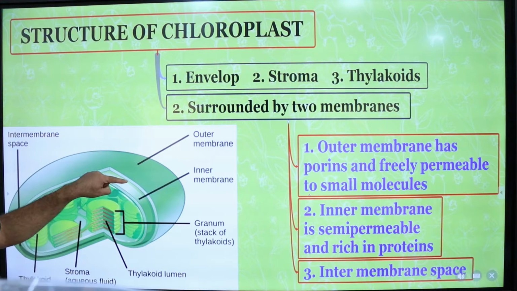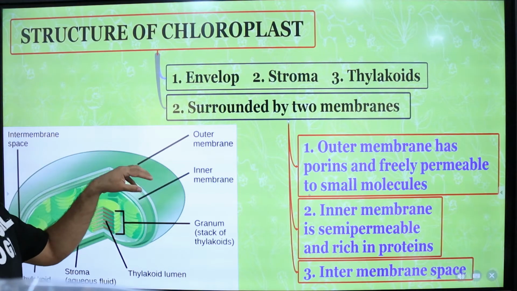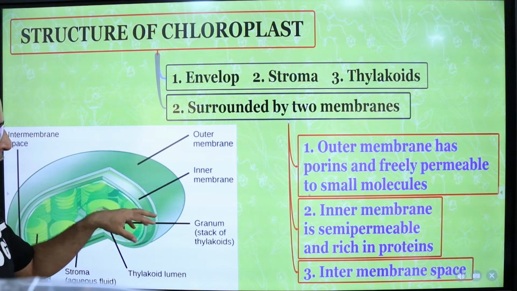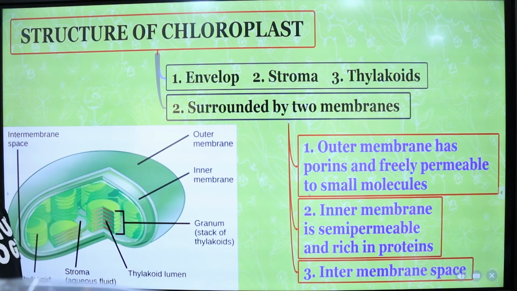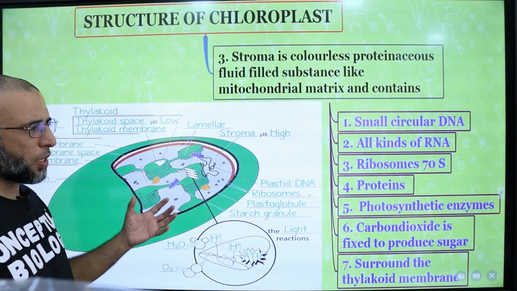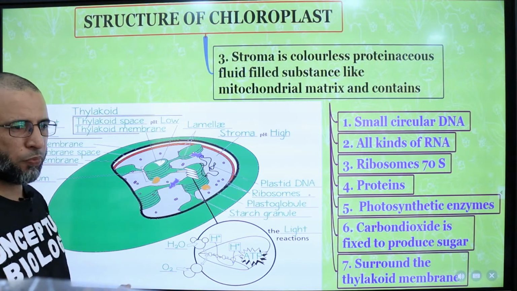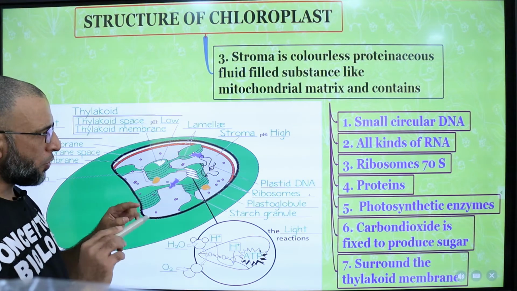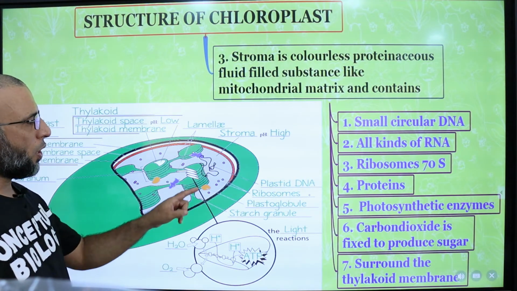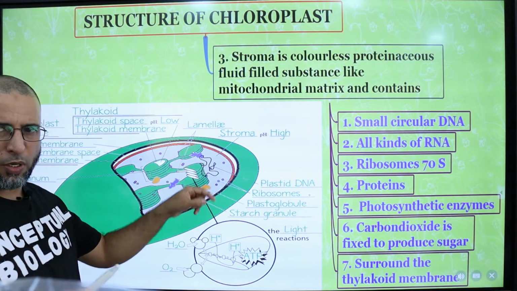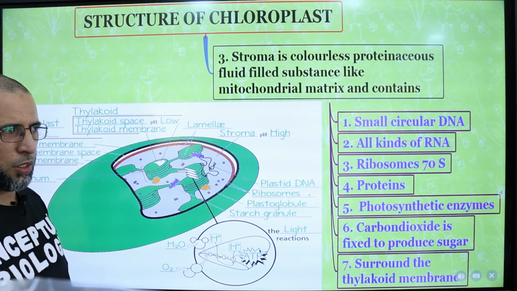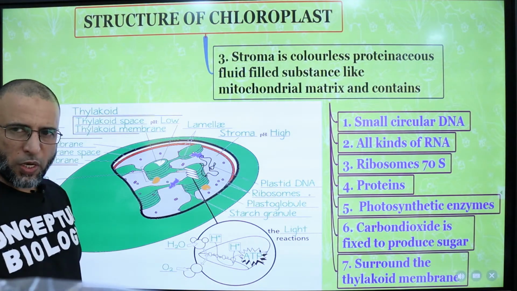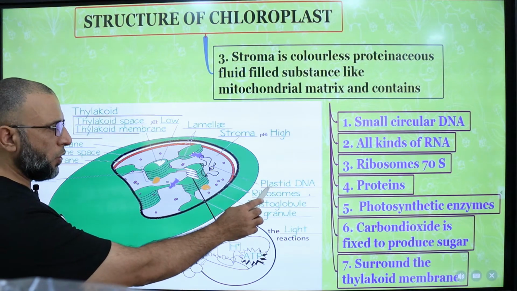The outer chloroplast membrane contains porins, so it is freely permeable to small molecules, but the inner chloroplast membrane is rich in proteins and semi-permeable. The second component present in chloroplast is called stroma. Stroma is a colorless proteinaceous fluid bounded by the inner chloroplast membrane, and its composition is similar to the mitochondrial matrix in mitochondria. Structures present in stroma include DNA.